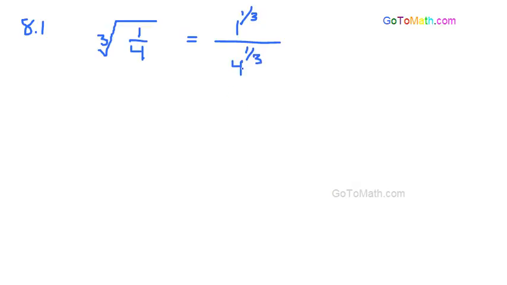You're probably like, well, there's nothing we can do here. But guess again. So 1 raised to the 3rd power is just 1 over. Now I'm going to rewrite this 4 here as 2 squared raised to the 3rd power. And what do we got? Well, then we multiply our exponents here, and so we're going to end up with 1 over 2 to the 2/3.